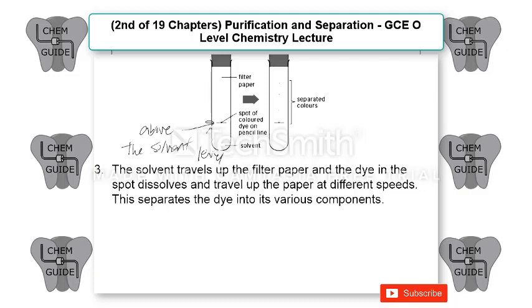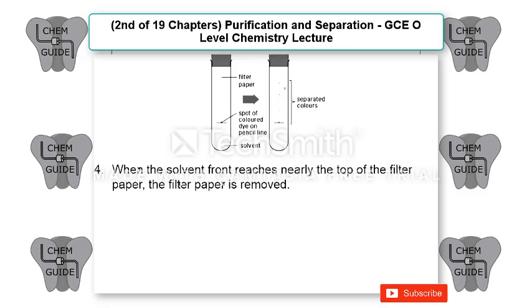The paper will basically suck the solvent up. And as it sucks the solvent up, this spot here will dissolve further, and then they will move up the filter paper depending on its solubility. So if it's more soluble, it moves faster, so it ends up higher. If it's less soluble, it moves slower, ends up lower. The solvent will continue to rise until it eventually reaches the top, and then we stop the experiment.